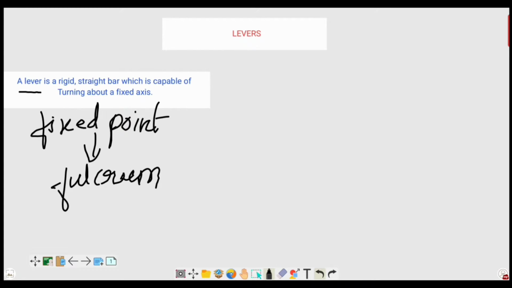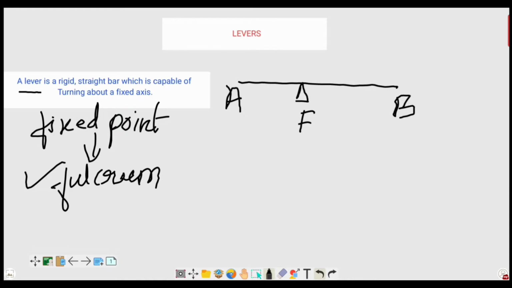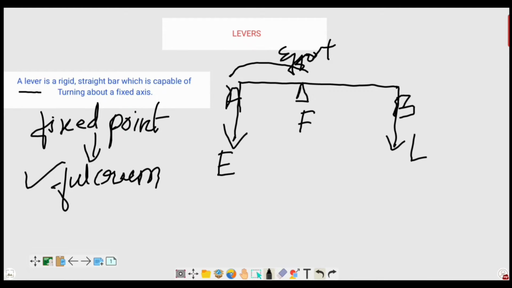Now, whenever a lever is in use, this fulcrum does not move. It is fixed. Now, let's discuss the principle. Suppose AB is my rigid straight rod and this is a fixed point, so this is my fulcrum. Suppose I am taking effort this side, load this side. Then the distance between fulcrum and effort indicates my effort arm. Same way, the distance between fulcrum and load indicates my load arm.